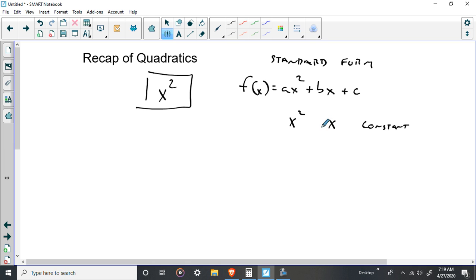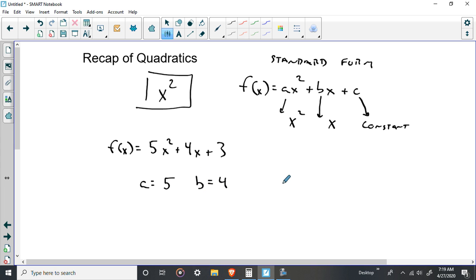What we are going to be really focused on, hopefully you guys remember this, is what the coefficients are. The coefficients we're looking for are a, the number in front of x squared, b, the number in front of the x, and c, the constant. So if I gave you f of x equals 5x squared plus 4x plus 3, a is 5, b is 4, and c is 3. It's pretty straightforward. We just want the numbers that are here.